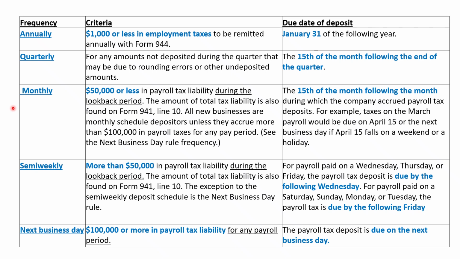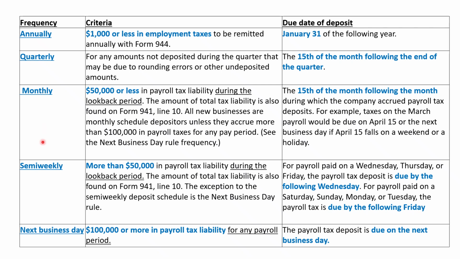At the end of the quarter, you complete Form 941, the employer's quarterly payroll tax return, to reconcile the payroll wages and the tax payments you made. And you discover that you have some rounding differences or errors. Let's just say it's $50. Now, if that happens, you will need to deposit the difference of $50 by the 15th of the month following the end of the quarter. So that is the quarterly frequency for those cases where you have rounding differences, errors, or undeposited amounts.